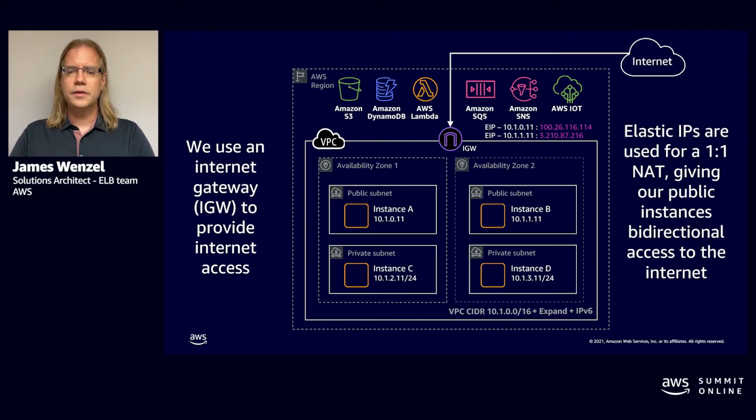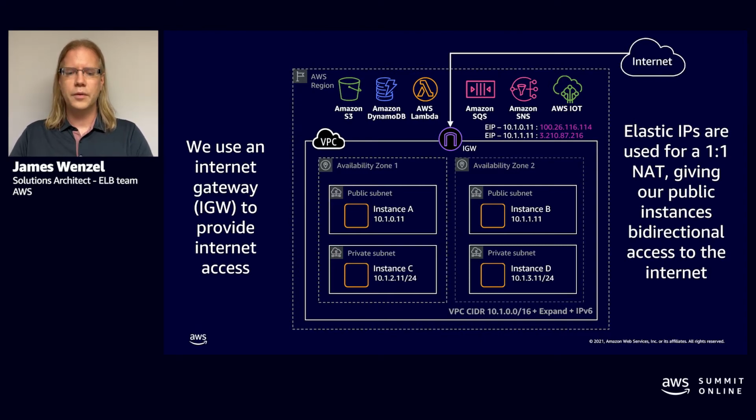The next thing we would add to be able to give our instances or our EC2 servers or our workloads access to the internet is something called an internet gateway. An internet gateway will provide network address translation, or NAT, back and forth between your instances and your public subnets and the world. In this example here, I'm using 2 elastic IP addresses, or EIPs, for a 1-to-1 NAT. This will give you bidirectional access. So in other words, you're actually taking those instances that are in your public subnet and allowing them to speak to the internet, and you're allowing the internet to speak back to those instances.